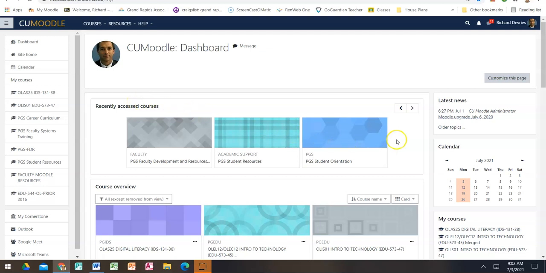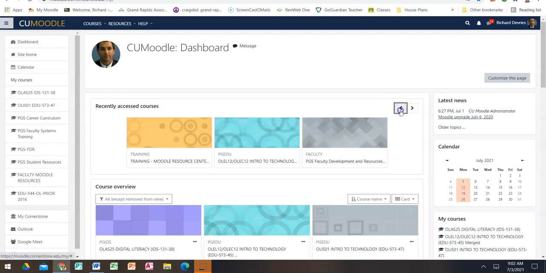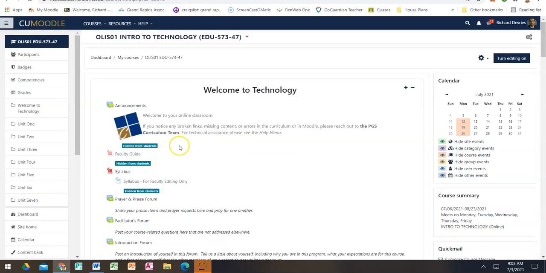So, by way of introduction, I'd like to remind you, when you first log into your CU Moodle dashboard, if you haven't recently gone over the PGS Student Orientation module or the Student Resources, these are two modules that should show up in your Moodle to reacquaint yourself with the use of Moodle and proper use of online learning here at Cornerstone. So please do that first, and then you can go ahead and click on the class. It should show up in your classes in Moodle.